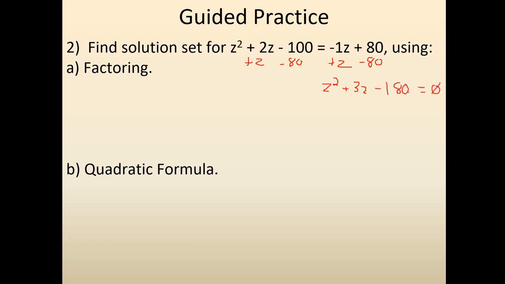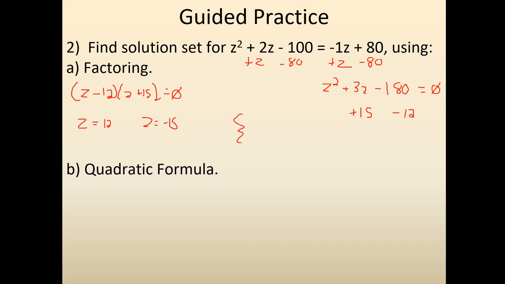So from here, we need two numbers that multiply to negative 180 and add to 3. If I go through all the factor pairs here, the only numbers that work will end up being positive 15 and negative 12. They multiply to negative 180, and when I add them, I get positive 3. So my factors will end up being z minus 12 and z plus 15. Set each one equal to 0, so I get z equals 12 from this one, and I get z equals negative 15 over here.